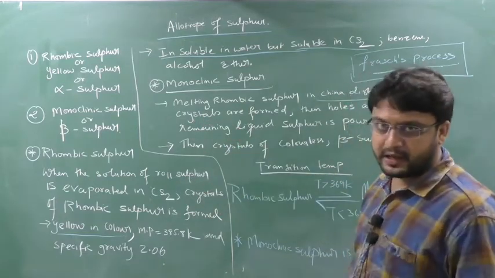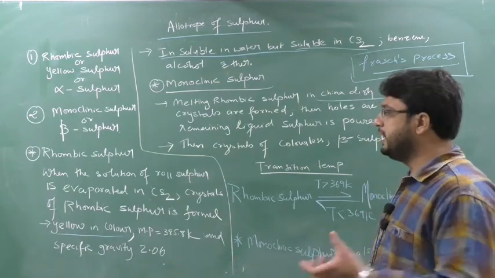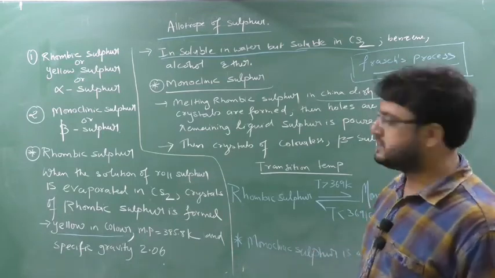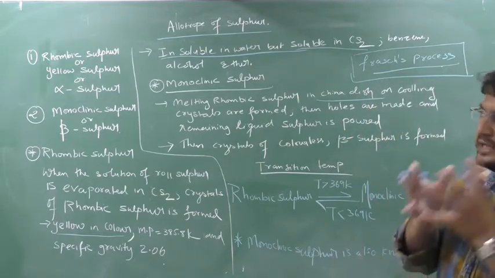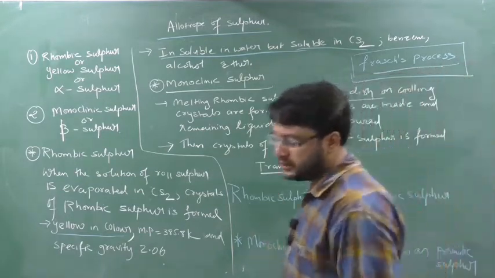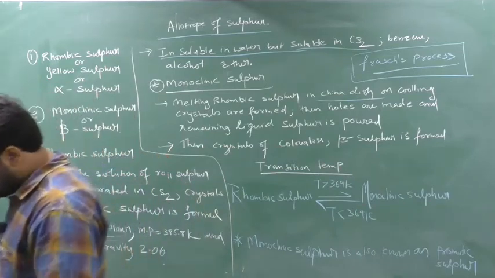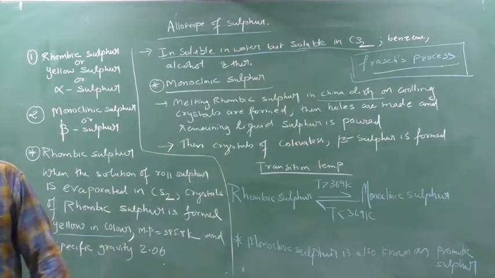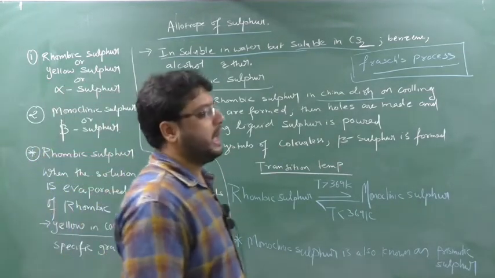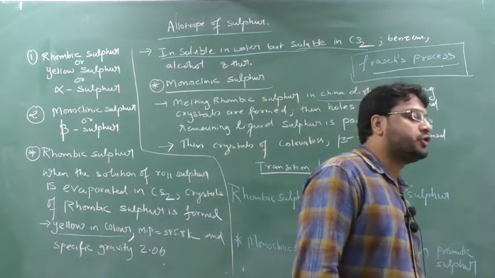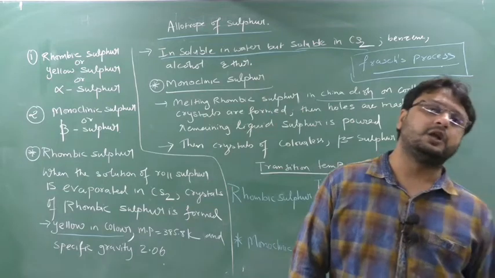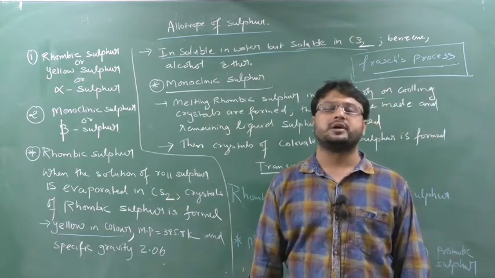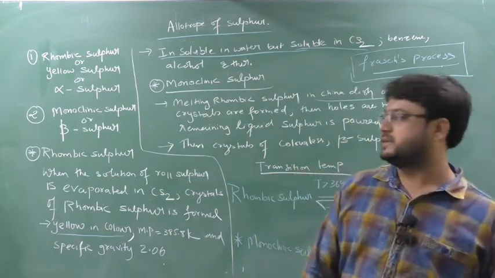You heat the rhombic sulfur in a china dish at a temperature of nearly 369 Kelvin. So you will obtain crystals. Those crystals are nothing but monoclinic sulfur. How to form the rhombic sulfur? To form the rhombic sulfur, you have to take rolled sulfur and evaporate it in a solution of carbon disulfide. On cooling, we get yellow color crystals. Those yellow color crystals are known as rhombic sulfur.